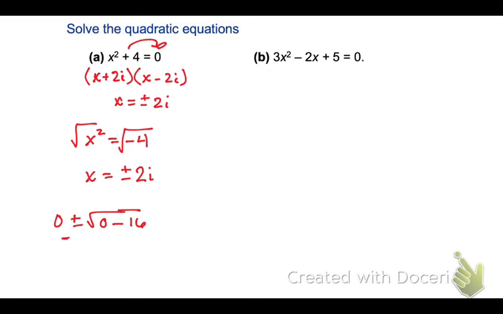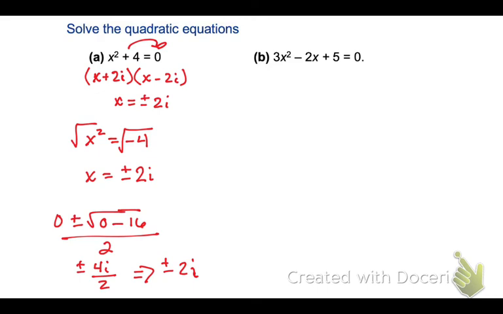Yes? Yep. All over 2a. So then I would have plus or minus 4i over 2, which would get me what? Plus or minus 2i. Let's not do it that way, though. Any of those ways work, correct? I don't care which one.